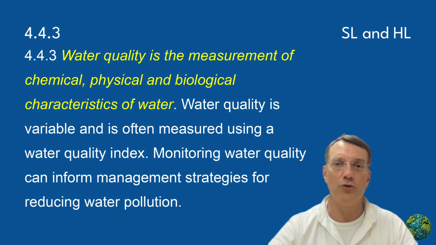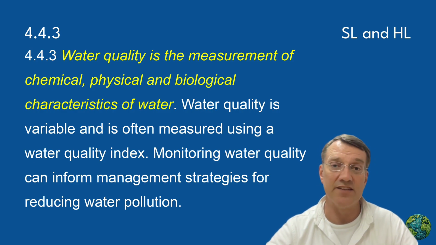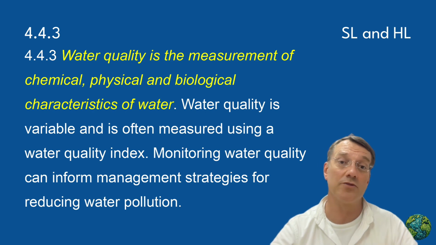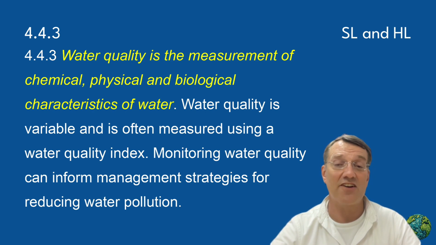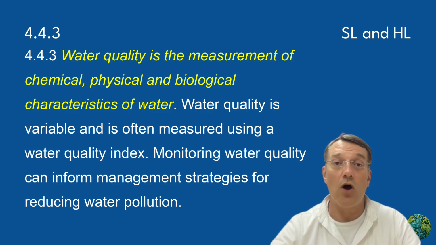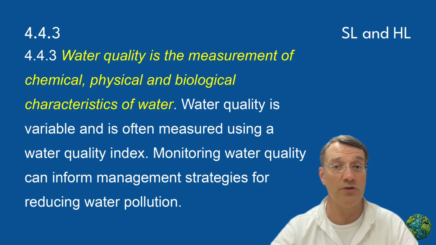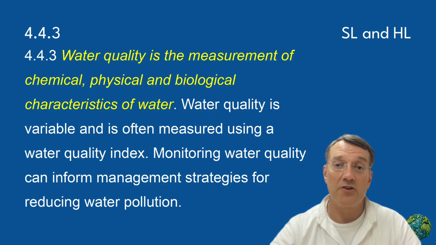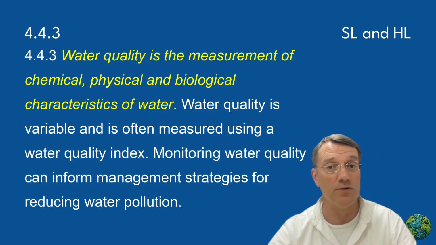Now let's shift from pollution sources to how we measure their impacts. Water quality is the measurement of chemical, physical, and biological characteristics of water. That might sound simple, but water quality is actually pretty variable. It changes based on location, on season, on weather, and on human activities. Scientists often use a water quality index, which combines multiple measurements into a single score that tells us how healthy or polluted water is. Monitoring water quality regularly helps us develop management strategies for reducing water pollution.